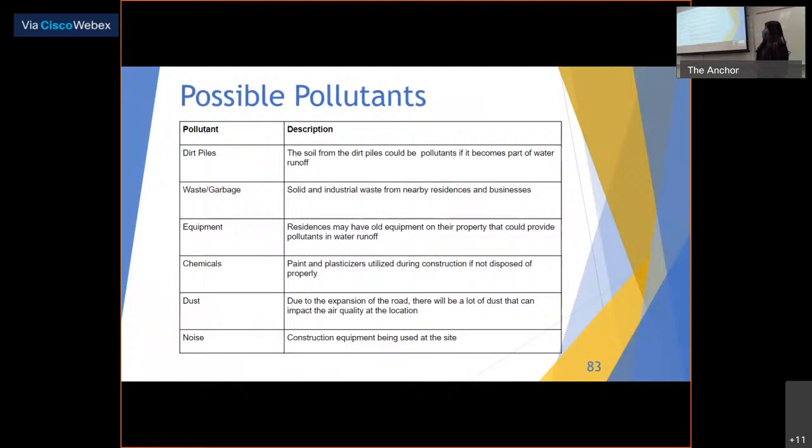Now let's talk about the possible pollutants. Here you can see the possible pollutants that may be contributed to the construction site and may escape the construction site. So dirt piles, as you heard, there may be grading and excavation. And then waste garbage that may be contributed from nearby areas, which I will show you a map of the nearby businesses and homes. Equipment, which again, there are some homes near the location site that may contribute. If it rains and there's rusting equipment, it could potentially provide pollutants. Chemicals, this is more in the paint and plastic starch that we use during the construction process of the road. And then dust, of course, during the grading or excavation of the road, and then noise. These are minimal, but I wanted to list them anyway because they are contributing pollutants.